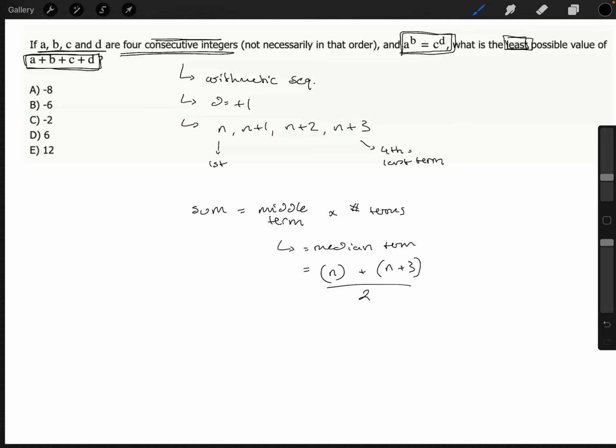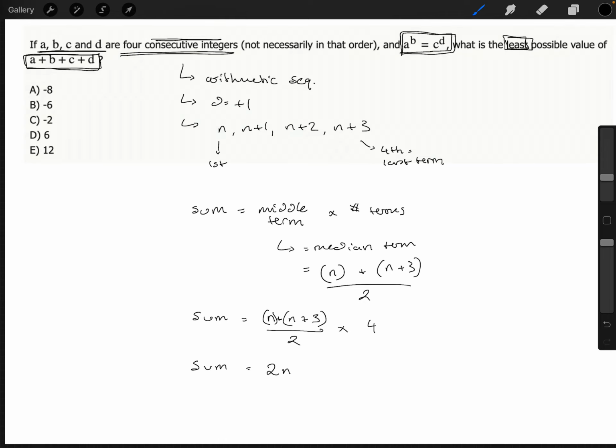So we're going to use the formula for the sum of the terms in an arithmetic sequence. That is sum equals middle term times the number of terms. Okay. The middle term in a sequence with an even number of terms, okay, the middle term is always the median.